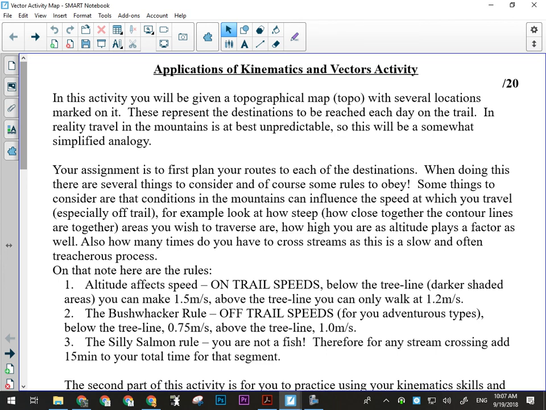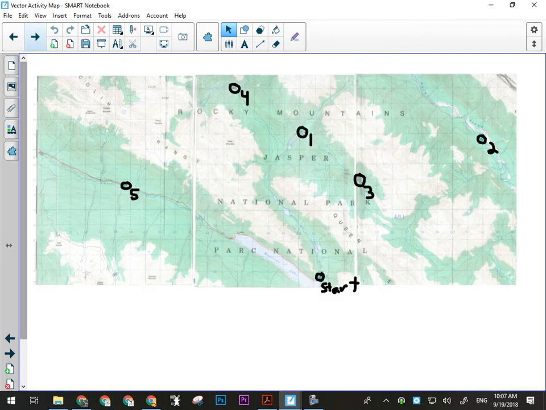Okay, so the idea here, guys, is that we'll practice a little bit of vector component stuff, review a little bit of v equals d over t and displacement, but in terms of a more practical application. You're going to be given a topographical map that will come in 3 pieces, and it will look like this. It's a map of part of Jasper National Park.